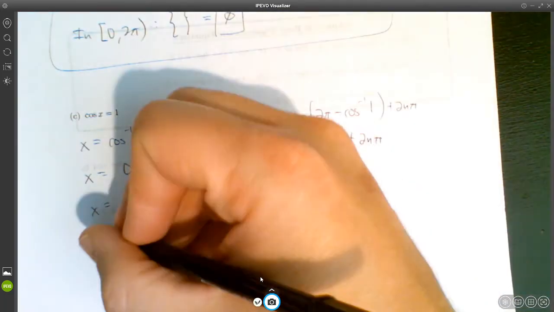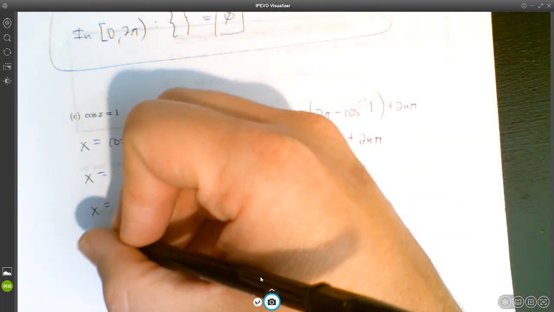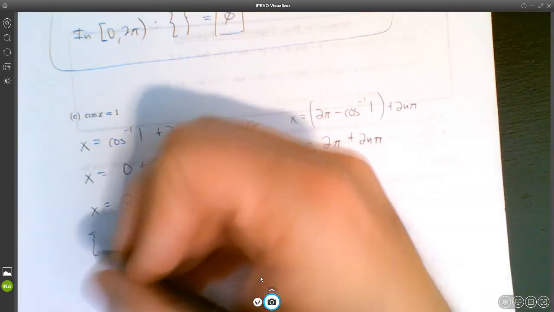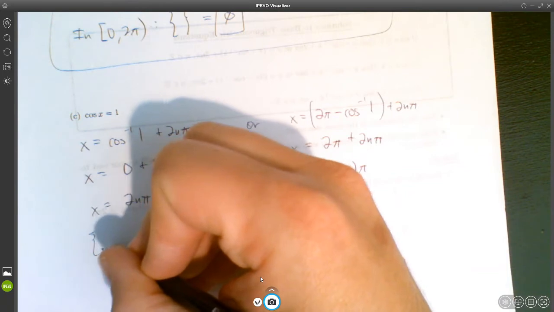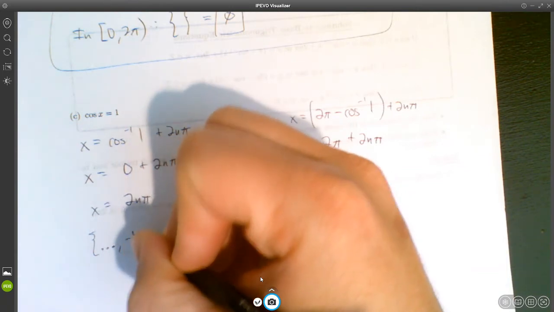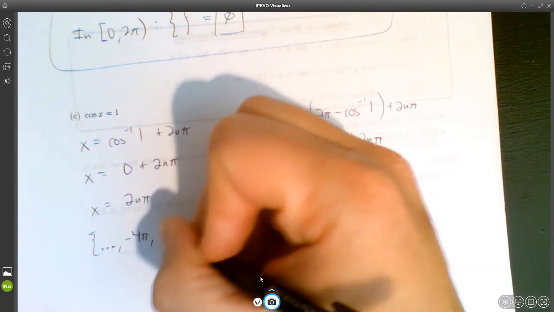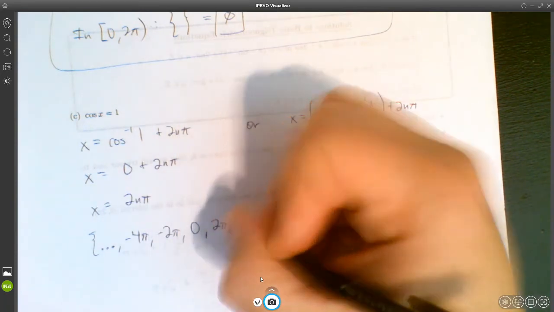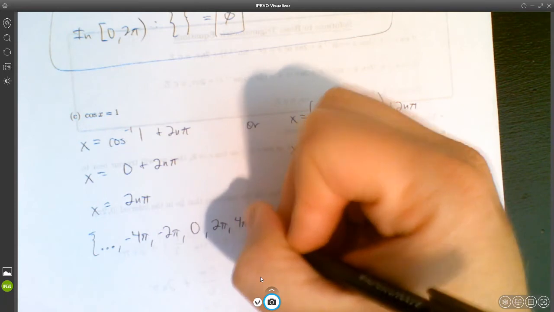Like if you start to list off the elements of this set, right? If you plug in negative 2, you're going to get negative 4 pi. If you plug in negative 1, you get negative 2 pi. If you plug in 0, you get 0. If you plug in 1, you get 2 pi. If you plug in 2, you get 4 pi, and so forth.